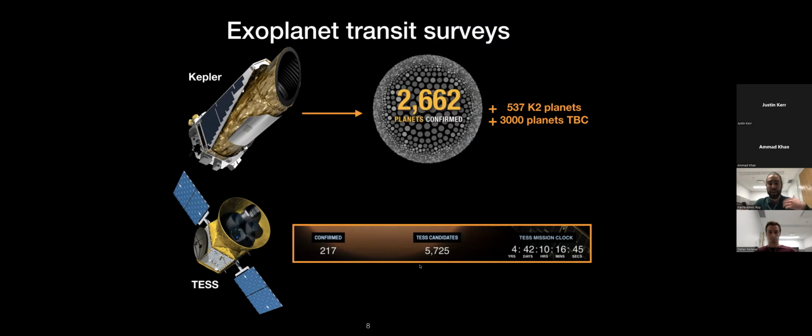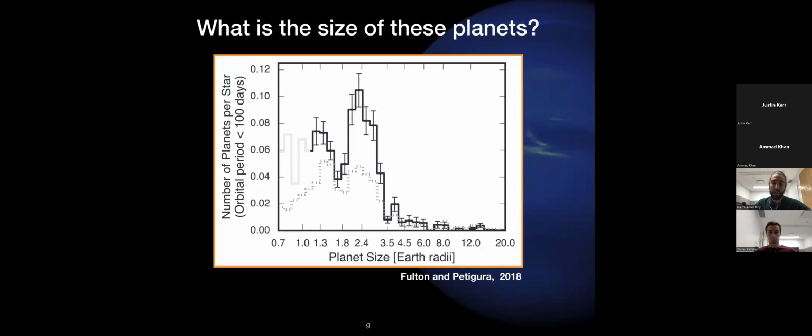And with these new thousands of exoplanets, we could now look at the size distributions of those planets. Is it the same thing as in our solar system? So here what I'm showing is the result from the Kepler mission, the number of planets per star as a function of the planet size.